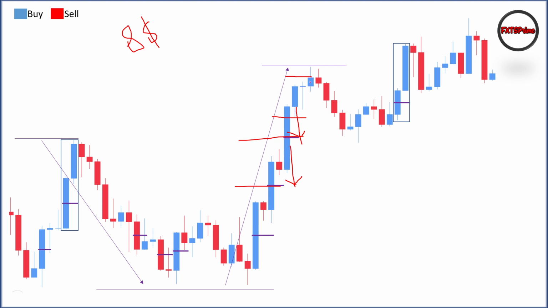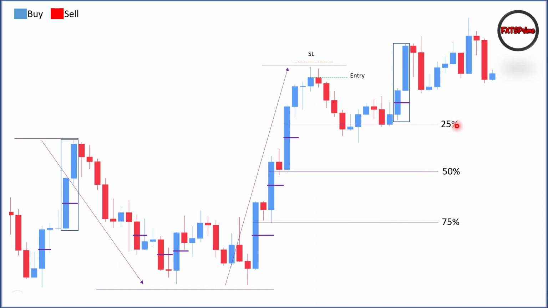And I have this last candle here. I have made my entry and put my entry here. So now I have made my entry. This is my stop loss.